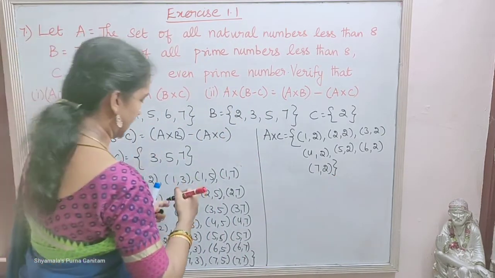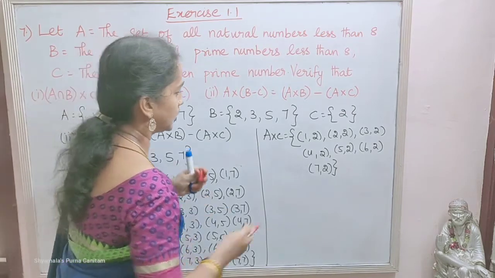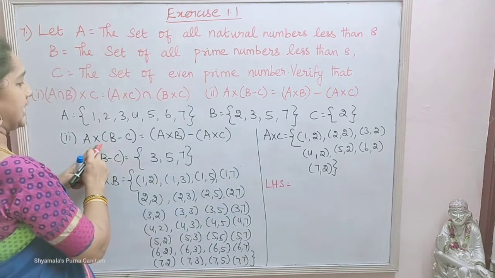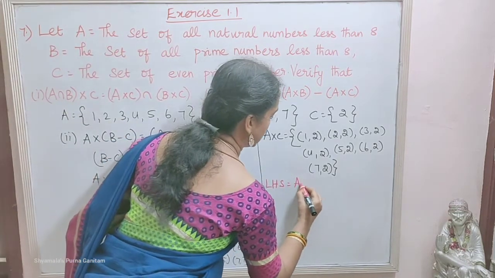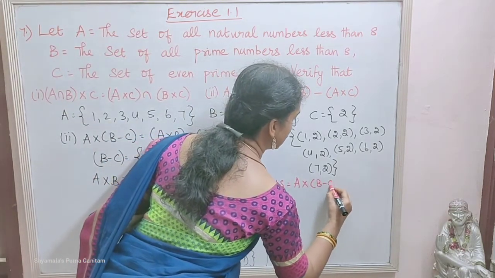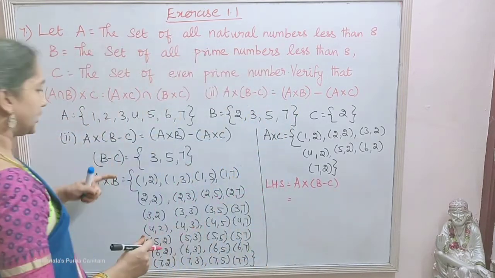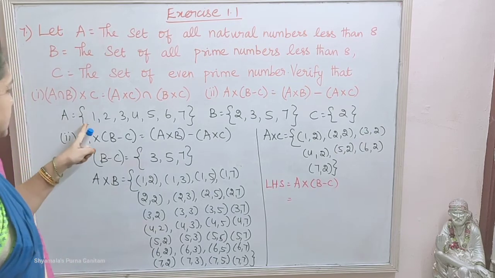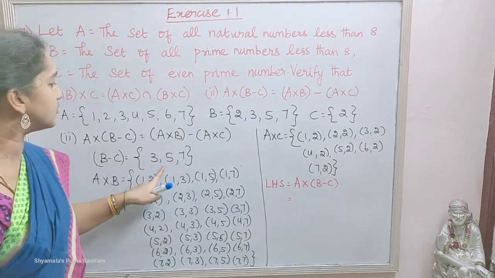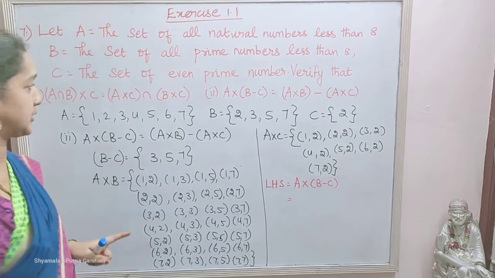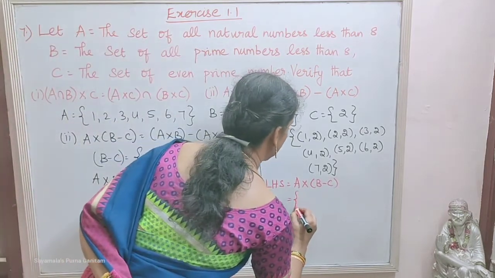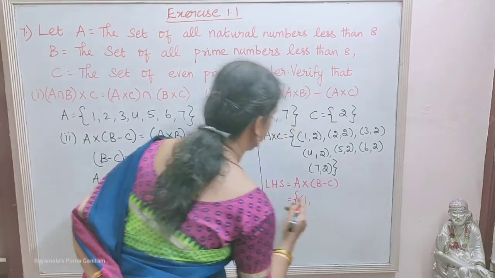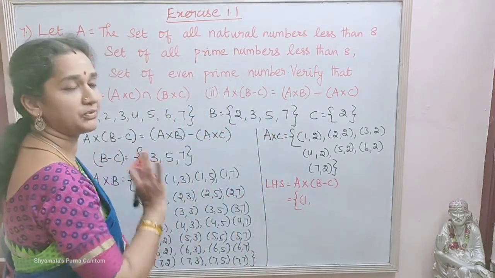Now we go to the LHS and RHS part. So LHS is A cross (B minus C). B minus C is 3, 5, 7. So A cross (B minus C) is all these elements. With this you have to find the cross product. A is 1, 2, 3, 4, 5, 6, 7, so for everything you have to find the cross product with 3, 5, 7.